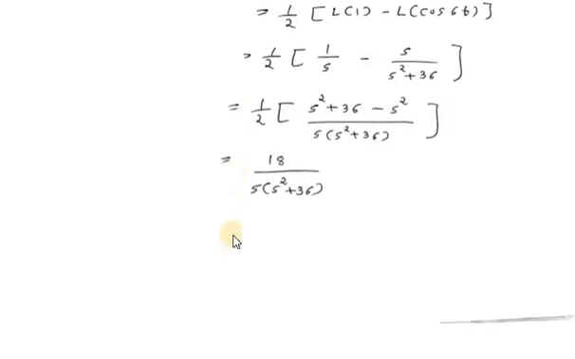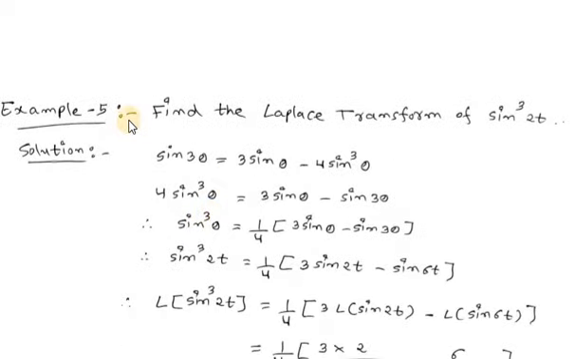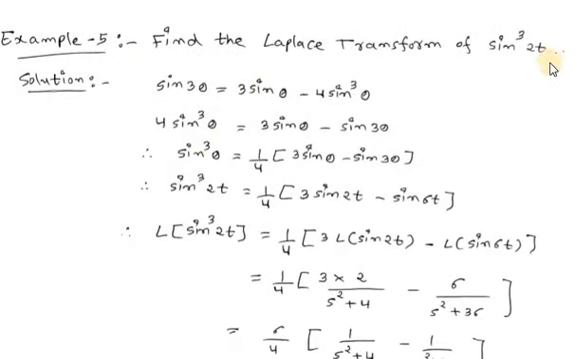Now example number 5. We have to find out the Laplace transform of sine cube 2t. Now you can see again that this is not in a standard form. So we will apply the formula of sine 3 theta. The formula of sine 3 theta is 3 sine theta minus 4 sine cube theta. So making 4 sine cube theta the subject, 4 sine cube theta equals 3 sine theta minus sine 3 theta. So sine cube theta equals 1 by 4 into bracket 3 sine theta minus sine 3 theta.